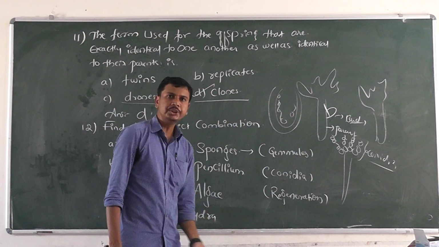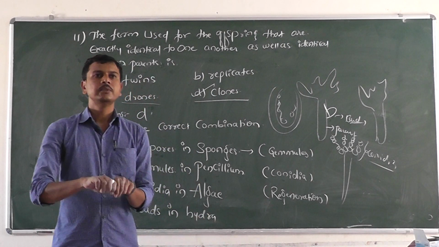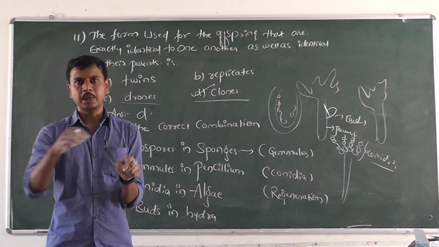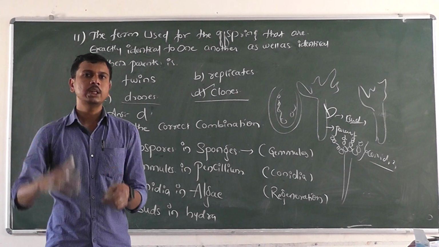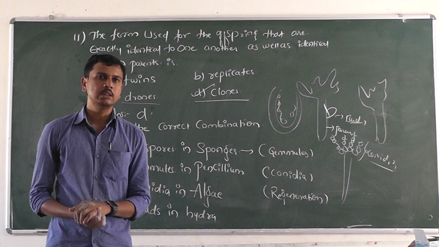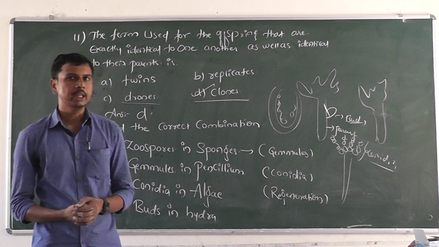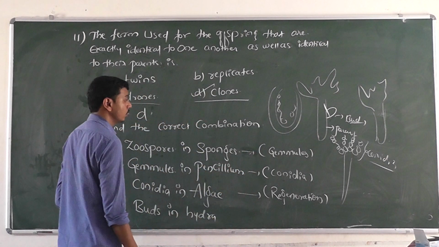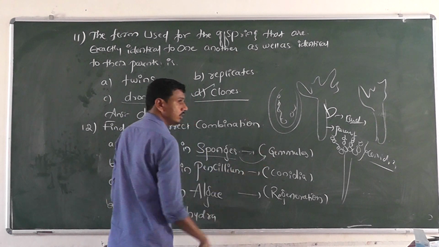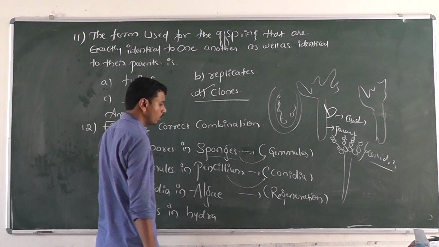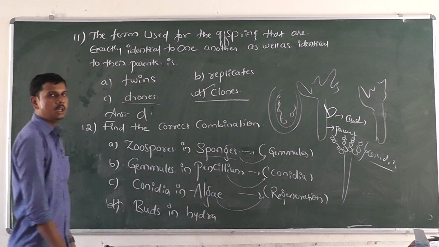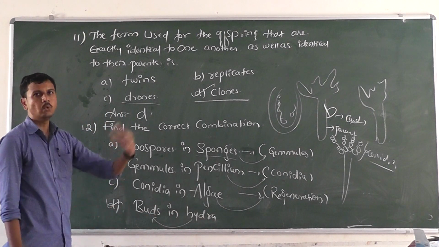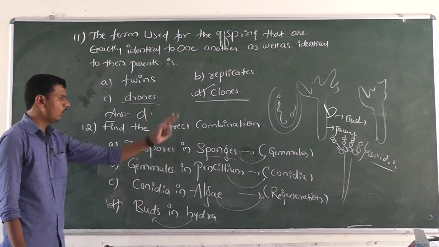Algae reproduce by regeneration. Regeneration means a part of the body separates from the parent body, and that part then forms a new individual. That we call regeneration. These are the correct forms of reproduction: in sponges, by forming gemmules; in penicillium, by forming conidia; in algae, through regeneration; and in hydra, through the budding process, new offspring form. These are all asexual types.